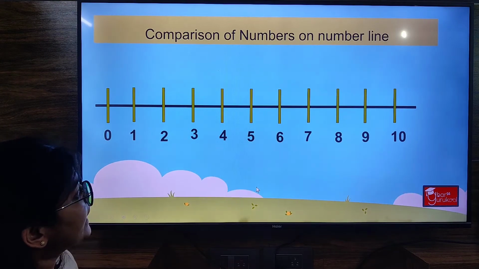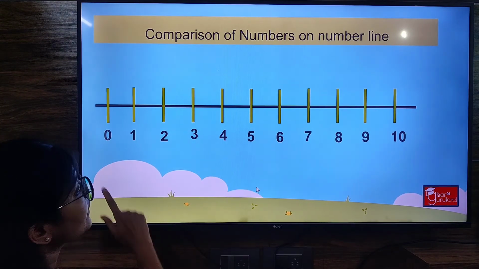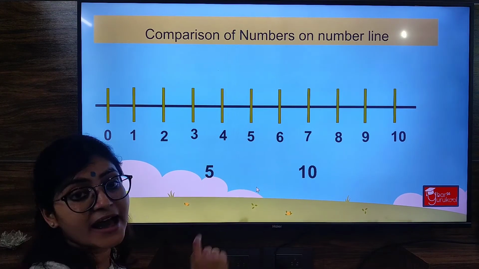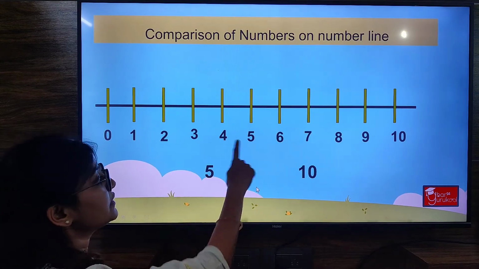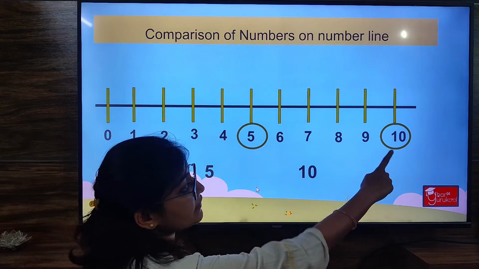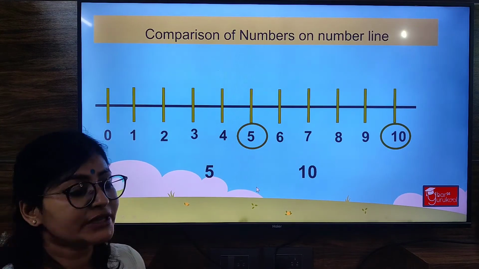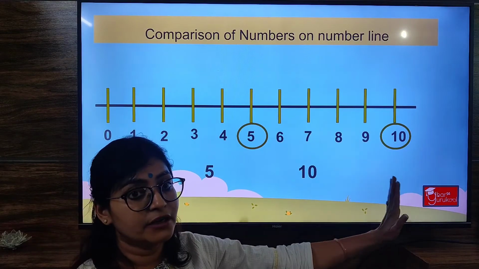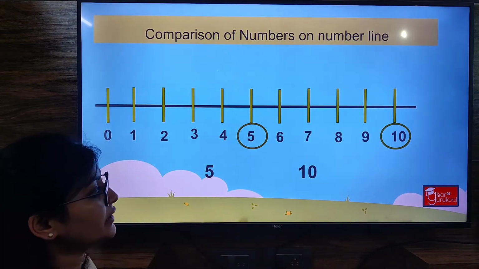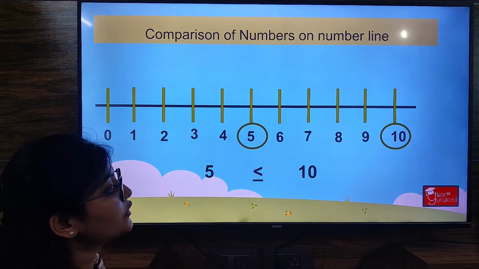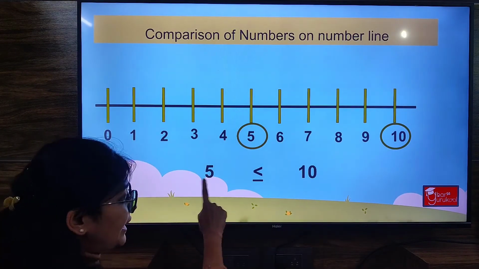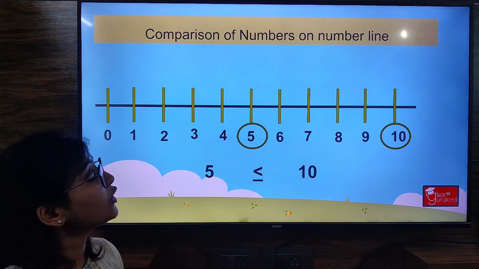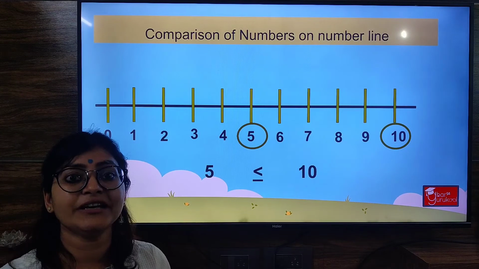Right? Next, let's do it once again. We have a number line here and this time our numbers are 5 and 10. Let's circle 5 here and 10 here. Now as I told you, on a number line, the number on the right hand side will always be greater or bigger than the other number. So here 10 is on the right hand side. So 10 is greater than 5, or we can say 5 is smaller than 10. Now this is all about comparison of numbers on a number line.